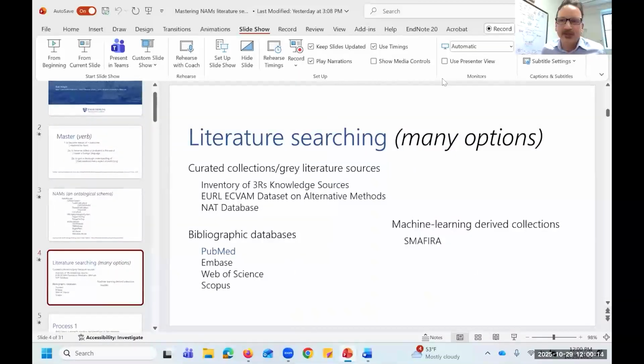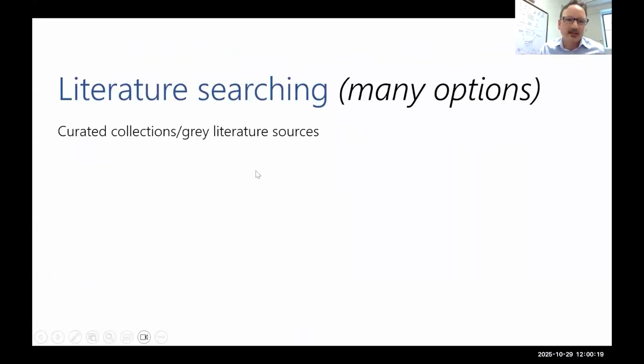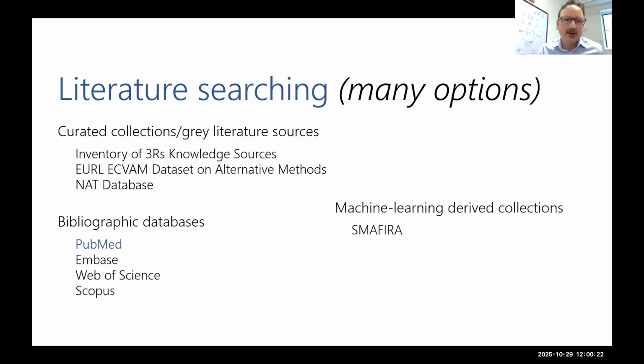But I will say, starting from here, there are a number of sites that are good for gray literature. All of these in this category of curated collections also curate gray literature. So these 3 are good sources. Smafira is basically a machine learning tool for searching PubMed. So the answer would be the same as for PubMed: Smafira is really not a great tool for accessing the gray literature.